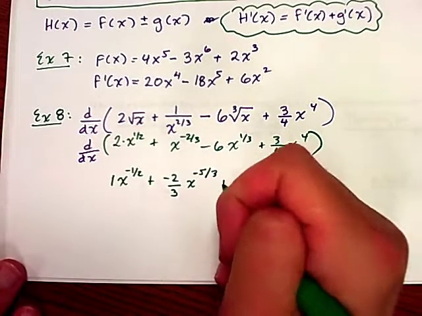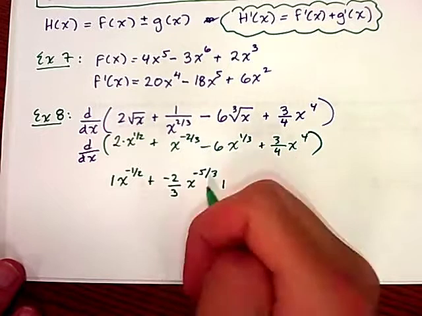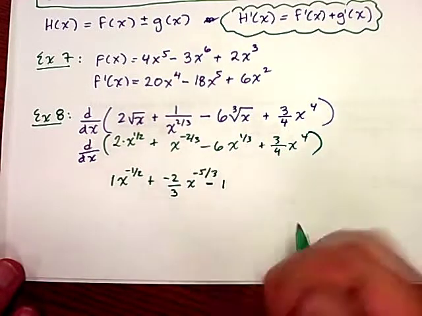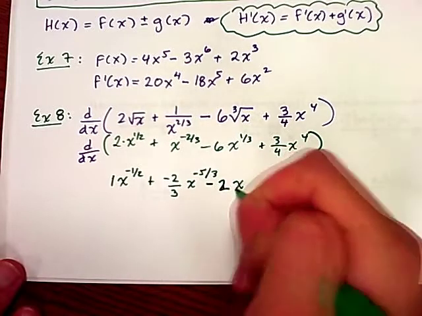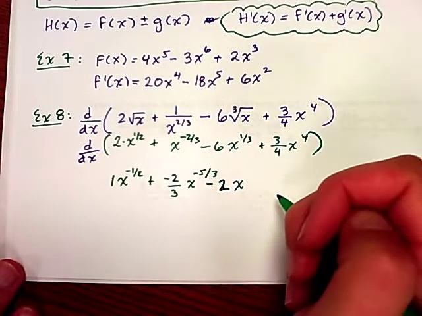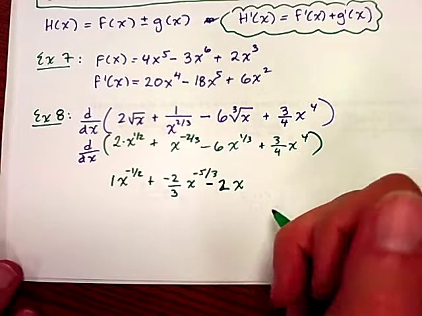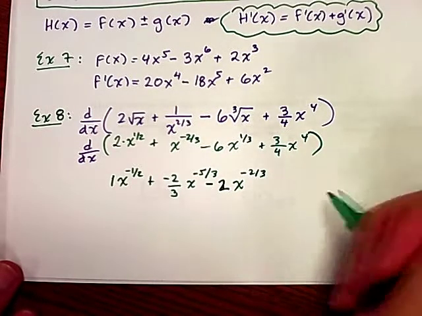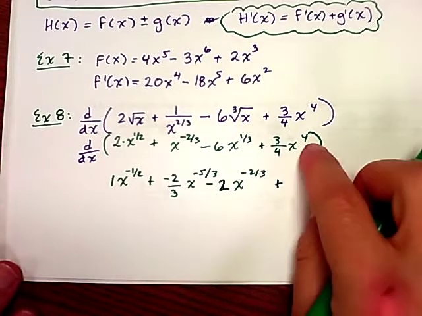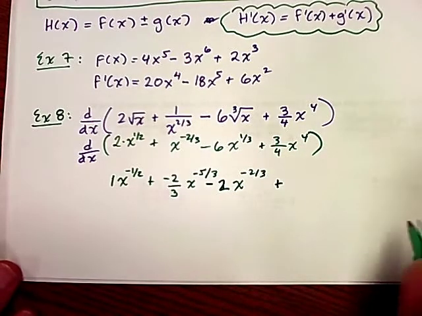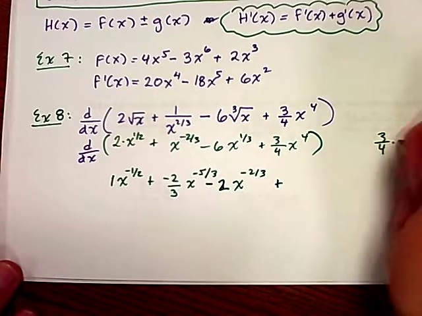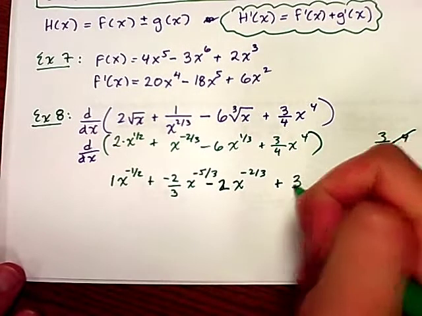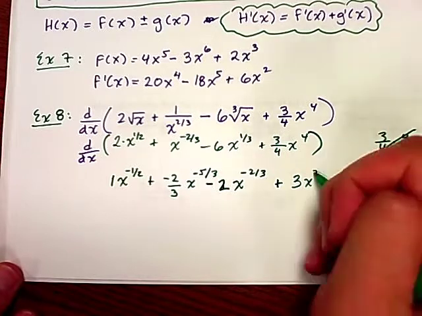And then my next term, I'm subtracting. I'm doing 6 times 1/3, so 1/3 comes out front, so that becomes a 2x, and then my new exponent would be 1/3 minus 1, or 1/3 minus 3/3, so that would be negative 2/3. And finally, my last term, I'm going to bring my 4 down, so it's 4 times 3/4. Well, really quick off to the side, 4 times 3/4, the 4's cancel, so you just have a 3. X to the 4 minus 1, 3.